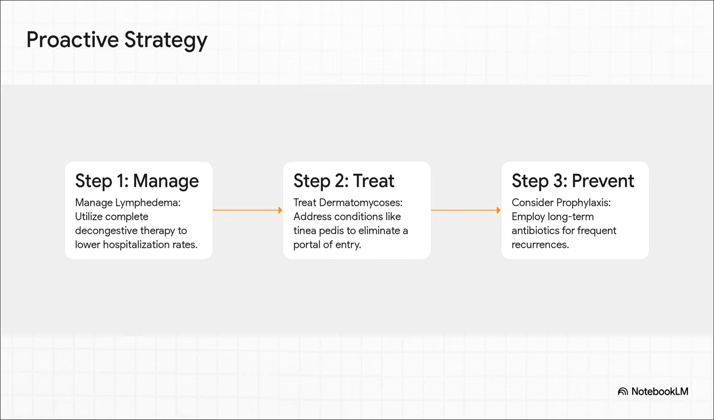First, you have to manage those underlying conditions. If there's lymphedema, get them into compression therapy. Second, hunt down and eliminate any entry points for bacteria. That means treating that athlete's foot for good. And finally, for those high-risk patients, use the long-term antibiotic prophylaxis we just talked about. This is how you break the cycle.